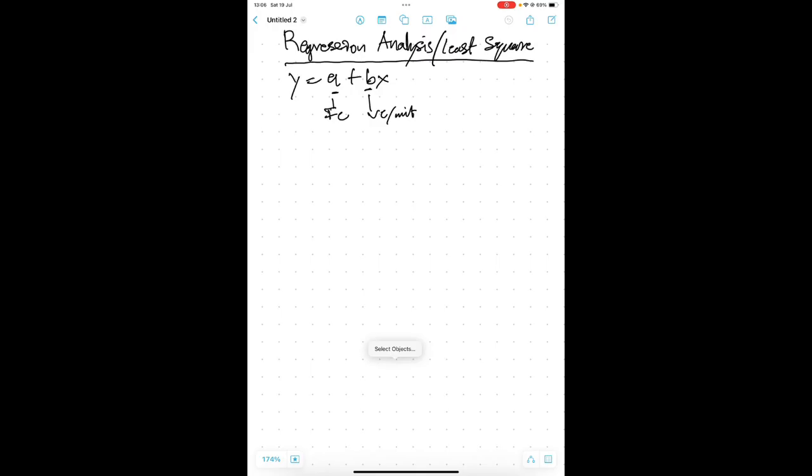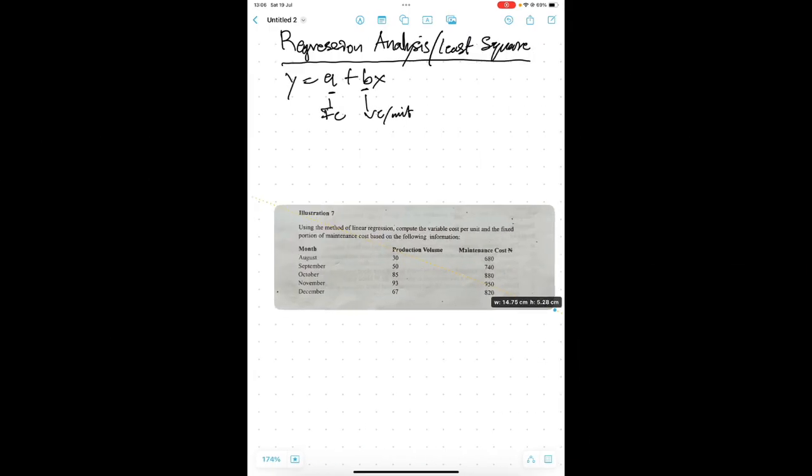Okay, let's bring out a question to show how it works. This question says, using the method of linear regression, compute the variable cost per unit and the fixed portion of maintenance cost based on the following information below. We are given the production volume, which is the number of units produced, and also their corresponding maintenance costs.